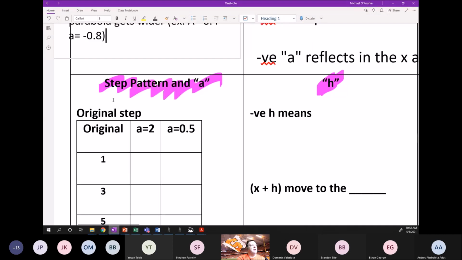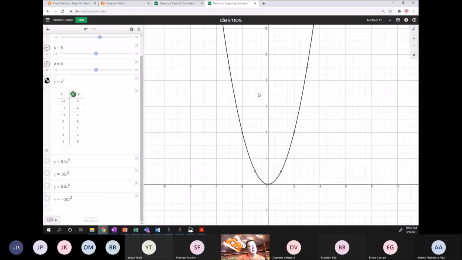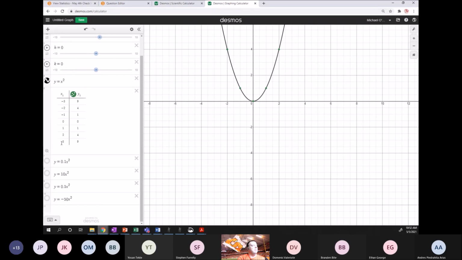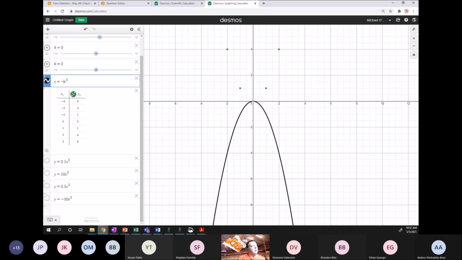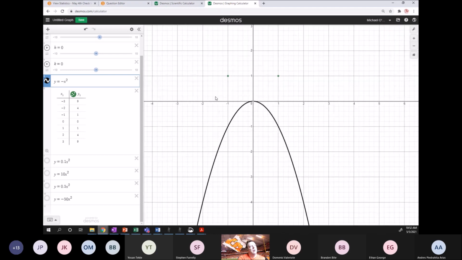The original step pattern. If you have nothing in front, no a value, or the a value is 1, our step pattern is going to be 1, 3, 5, 7. And even if I do a negative 1 here, same step pattern. It's a negative 1, so I go over 1. Let me zoom in. Over 1, down 1. Over 1, down 3. Give me a Y in chat if you see what I mean by the step pattern. Okay.